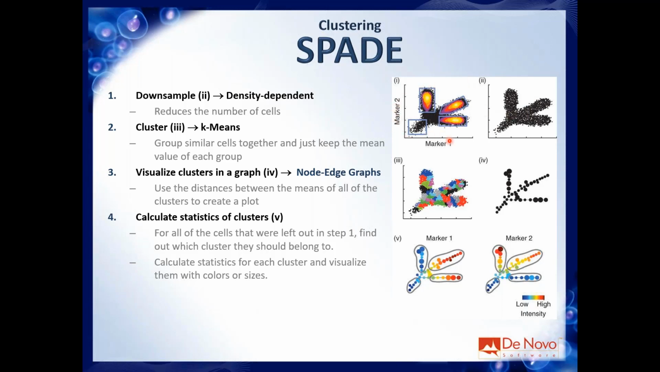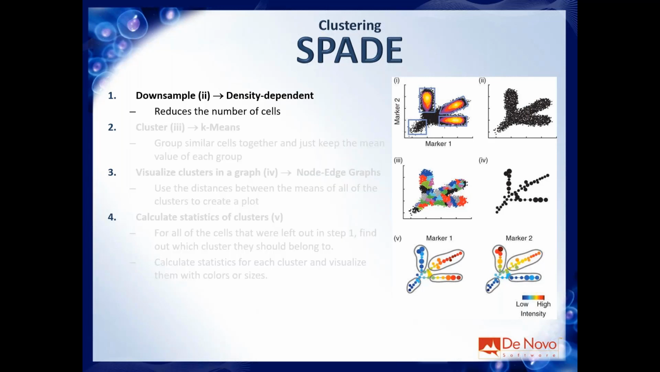So this is the original data set. This is the result of the density-dependent downsampling. Then it's clustered using the K-means algorithm. And then it's generating the tree. And at the end, the last step is, let's say, coloring the SPADE tree based on different statistics. So we will go through all those steps.